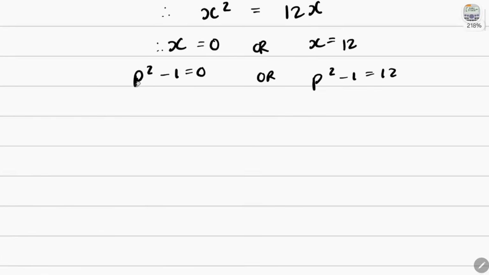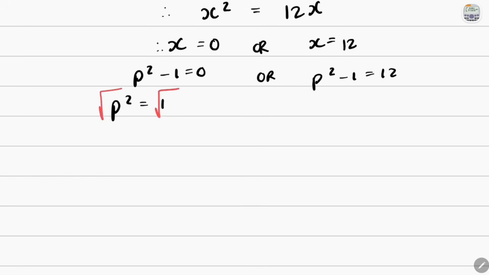Here you see that we have a case of difference of two squares. You can factorize it like that, or you could just choose to transpose this one. So we have p squared equals 1. And then to find the value of p here, you need to get rid of that squared by square rooting.